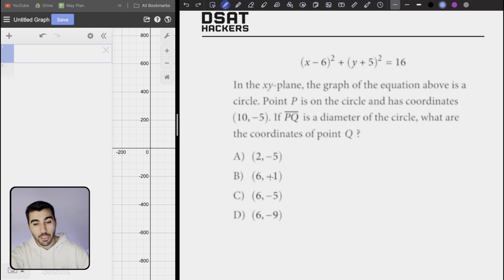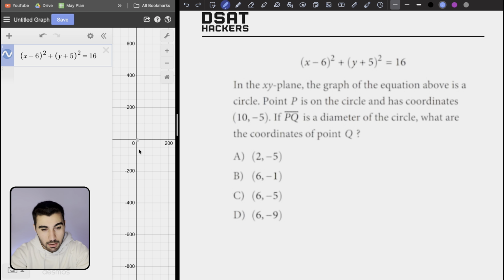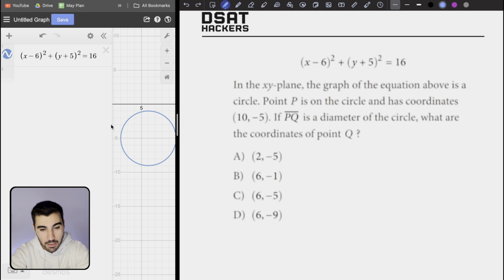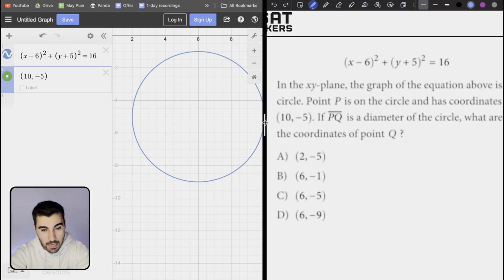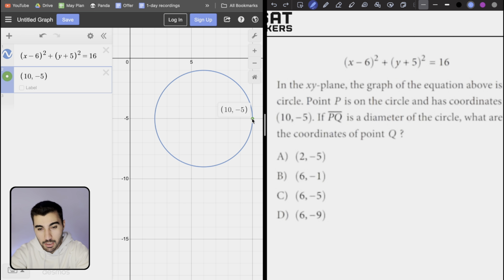Which is point Q. So we can do this actually on Desmos, right? So let's just put this into Desmos and just see the circle. So I'm gonna put that here. We have y plus 5 squared equals 16. And there we go. Zoom in. This is the circle, right? And let's put the point that is on the circle, which is 10, negative 5. And as you see, the point is right here. So the opposite side of this, which is the diameter, is going to be this point, right? Which is 2, negative 5.